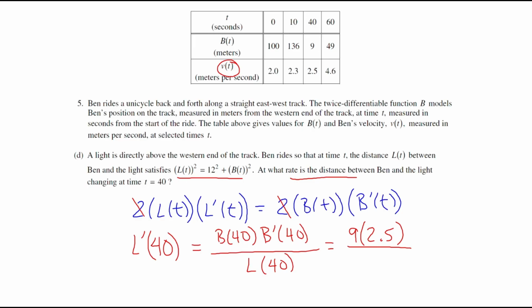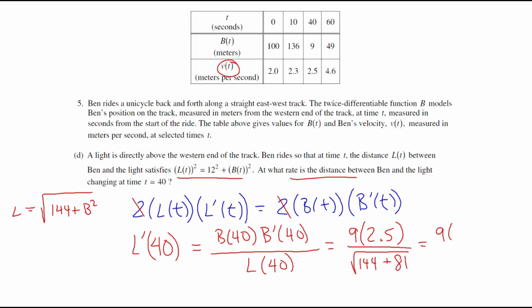So we know that L is equal to the square root of 144 plus B squared. So L of 40 will just be the square root of 144 plus B of 40 squared. Well, B of 40 is 9, and 9 squared is 81. Right? And so now we'll just evaluate this. 144 and 81 is going to be 225. So that's going to give us a 15 here.